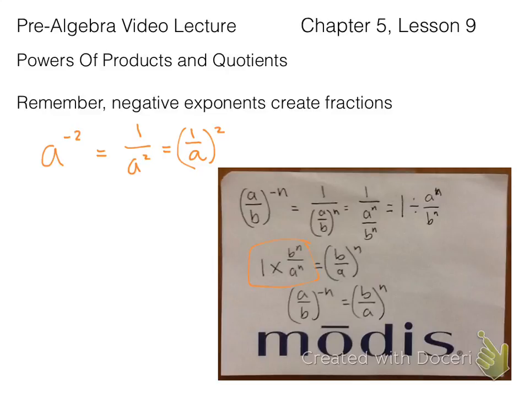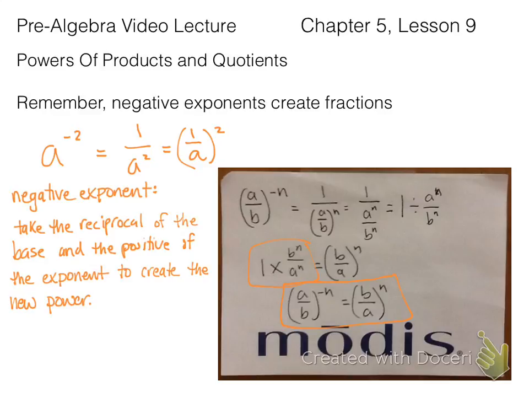All right. Now, what's 1 times b to the nth over a to the nth? Well, that's b over a, all to the nth. And then since the nth is happening on both, we can actually just pull it out. There you go. So that's how we get from a negative nth power to a positive nth power, with the reciprocal happening. All right, so just remember, if you have a negative exponent, take the reciprocal of the base, which is the fraction, and use the positive of the exponent to create the new power.